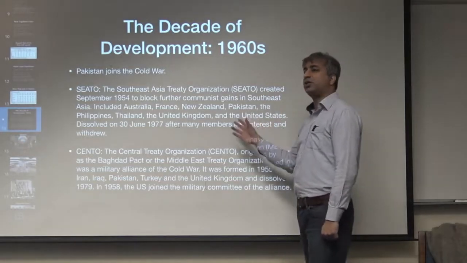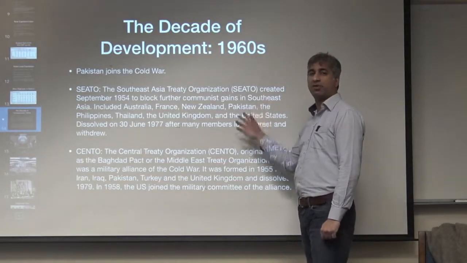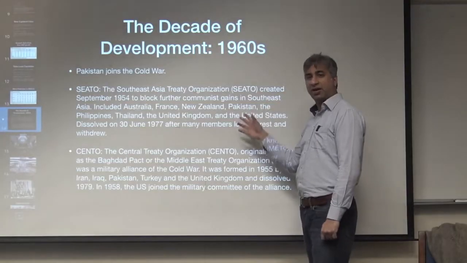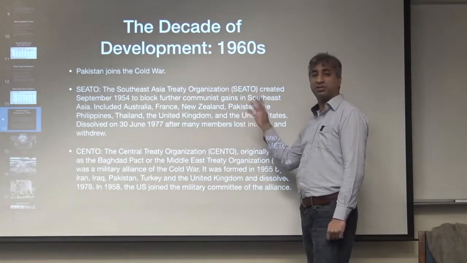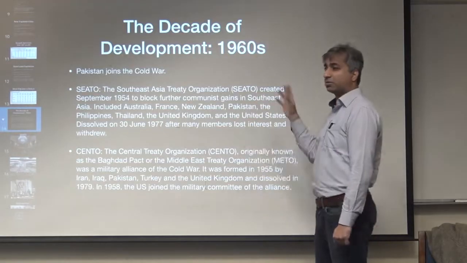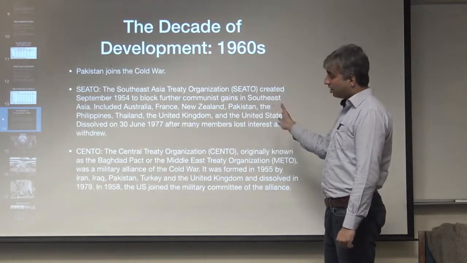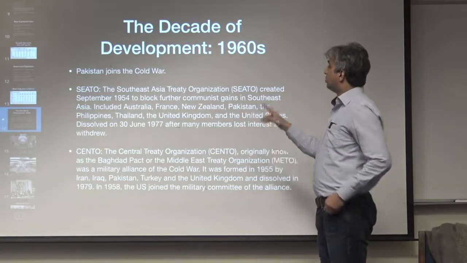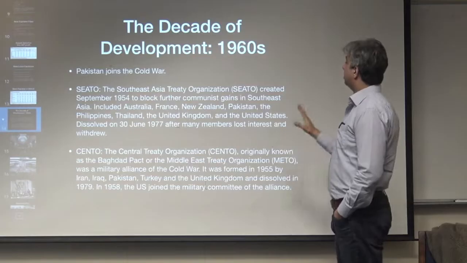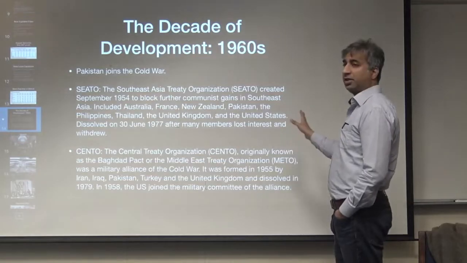This treaty organization is essentially aimed against communist China and Vietnam and Laos, Cambodia, also Malaysia, etc., where there are communist insurgencies going on. Communists are also very strong in Indonesia and, of course, in Korea, etc. So it is to block the further gains in the East.